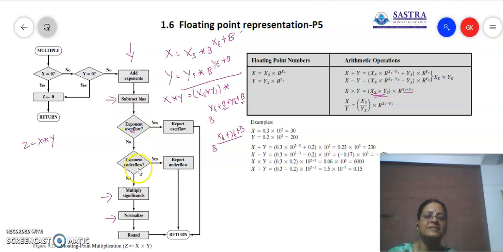We are checking both the cases, and if it is not overflow or underflow, then simply go with the multiplication of the significands, then normalize the result and then round it. I think the same thing they have worked out with an example here.